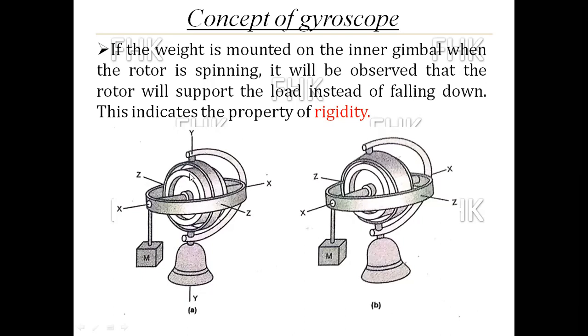And if that rotor is not spinning about the axis xx, at that time this complete assembly, the rotor and this mass, will fall down due to the gravitational force. But when the rotor is rotating at high speed and you apply the load on the inner gimbal, that load won't fall down due to the spinning of the rotor about the axis xx, which holds that load. That property is called rigidity.